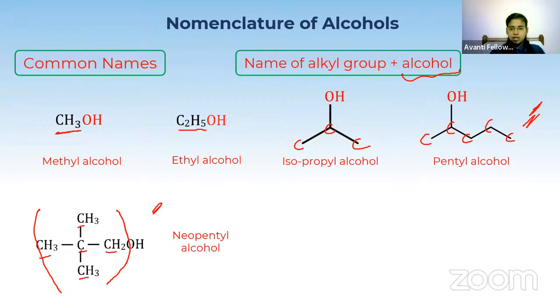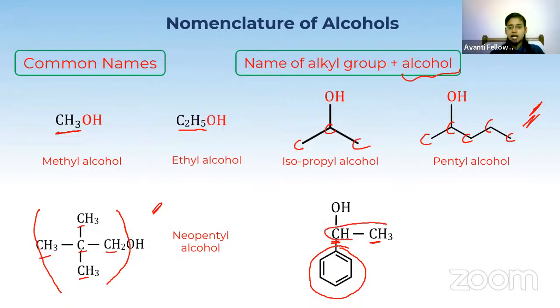Coming to the last compound, here we have phenyl. This phenyl group is attached to a 2 carbon alkyl group. 2 carbon means ethyl, and this is phenyl, so it is called phenyl ethyl alcohol. Clear, students? Can you all understand the common names of the alcohols? Do you have any doubt?